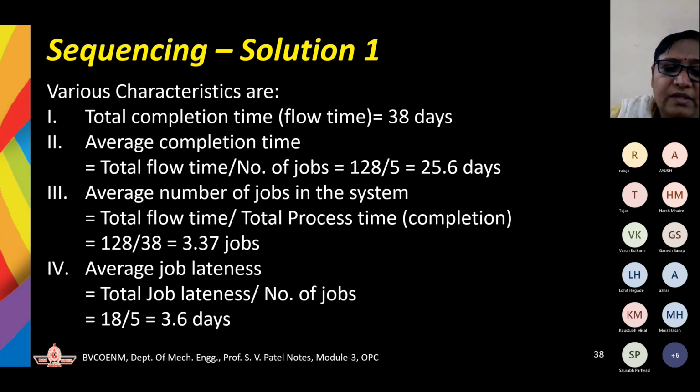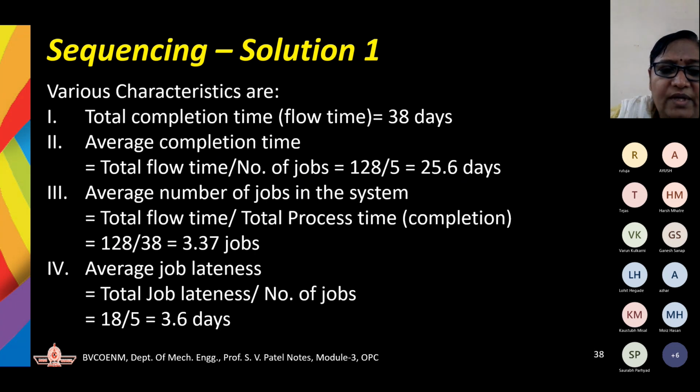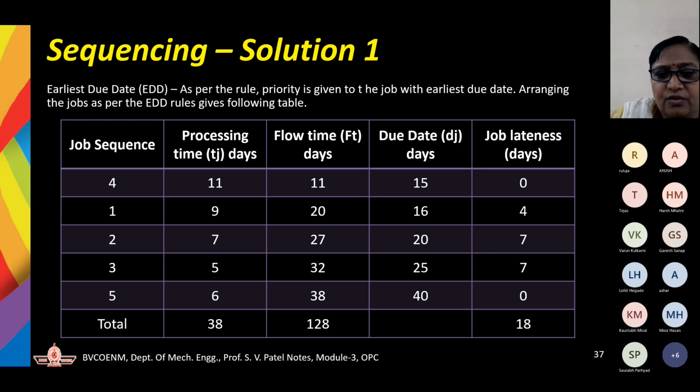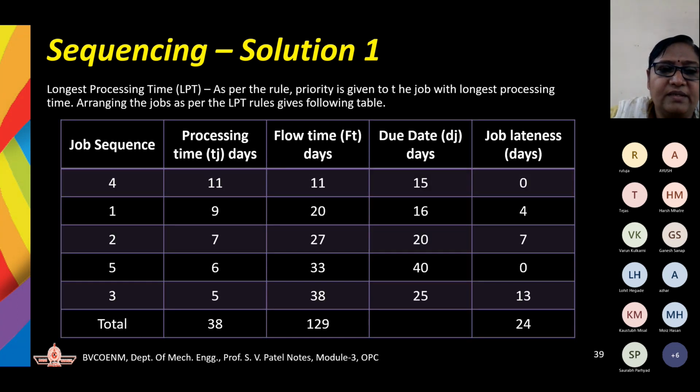Average number of jobs in the system is your flow time divided by your processing time. So it is going to give you an average number of jobs in the system of 3.37. Average job lateness is the summation of job lateness days divided by the number of jobs, that is 5. So you will be getting 3.6 days on average. Every job is getting delayed or late. Now all these things are going to be summarized in the last slide, so don't worry.